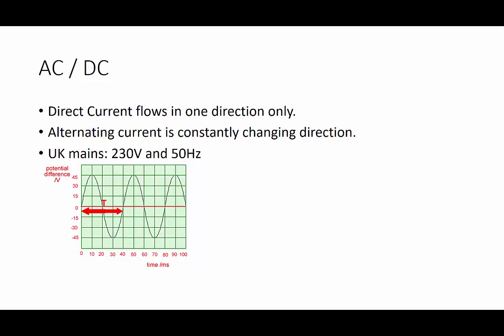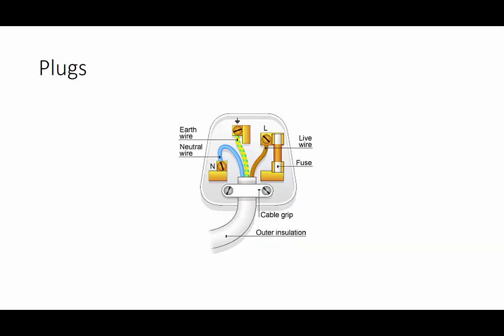Right, AC and DC. Direct current is only flowing in one direction. Alternating current is constantly changing direction, so the electrons are vibrating backwards and forwards. In the UK mains supply, that's at a frequency of 50 Hz, 50 times per second, and the maximum voltage 230 volts.